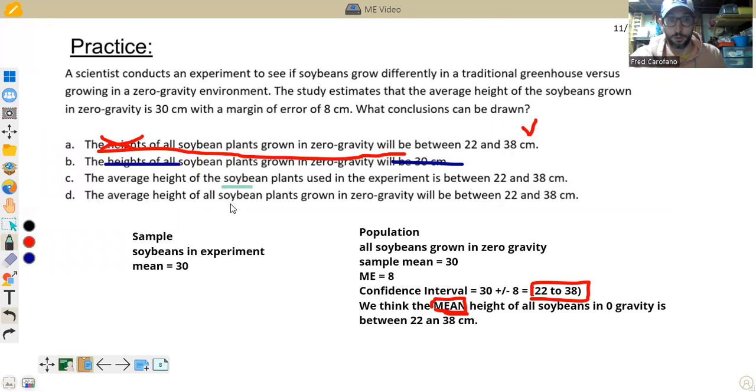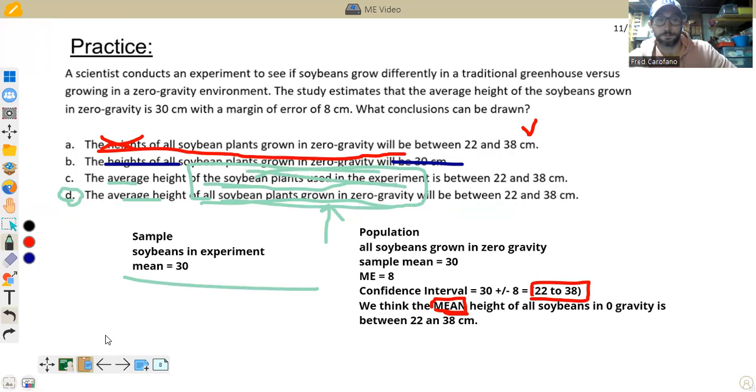We're talking all soybeans in the zero gravity or soybeans in the experiment. So C's got the sample, D's got the population. Both are using the interval, but an interval is used for a population. They both have the word average. So the distinction here is in this chunk. C is talking about average and uses the interval. D is talking about average and uses the interval. But the interval should be used for the population, which is D, not C. The interval is not used for the sample because for the sample, we have the mean right there. And that's a pretty typical type question you're going to see.